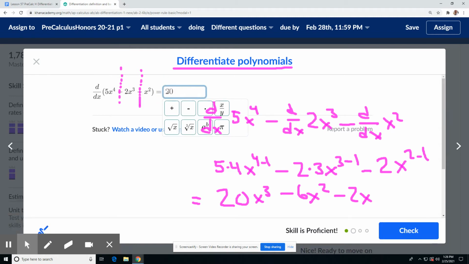So 20x to the third minus 6x squared minus 2x. So the trick is when you look at these, you're breaking it apart into terms, and the derivative applies to each term.